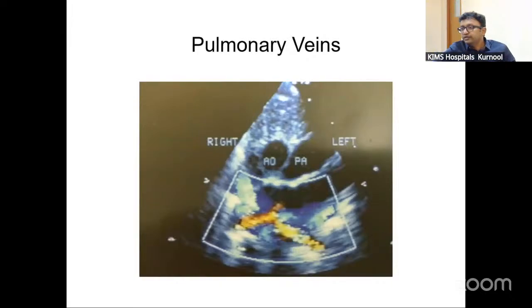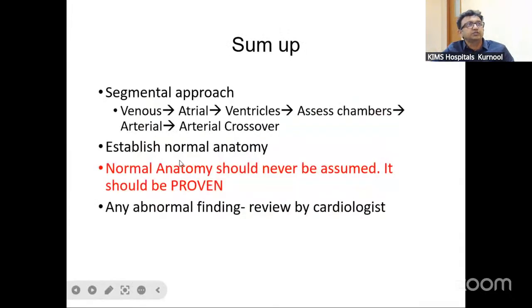So we come to the end of the presentation. We need to have, like I said, a segmental approach. First, assess your veins, like your IVC and your SVC. Make sure they're opening into the atria. Then atrioventricular concordance. Then assess your ventricular chambers. Then arterial concordance and crossover. So have that segmental approach, or you can have your own way of approaching. But this is what I follow. That helps to establish your normal anatomy.